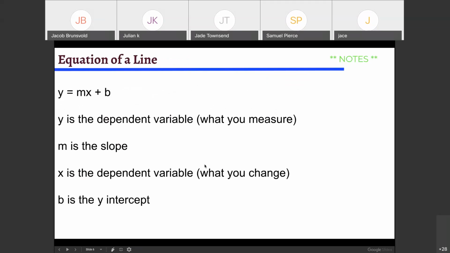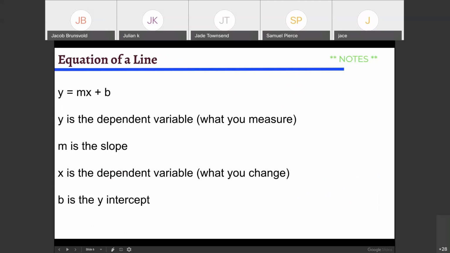Equation of a line. Oh, wait, did I miss a slide? I feel like I'm missing a slide. You can title this in your notes, slope, and this is still unit 1, and the date is 9/17. That's the slide that I'm missing.